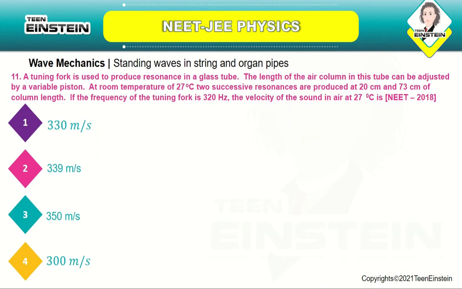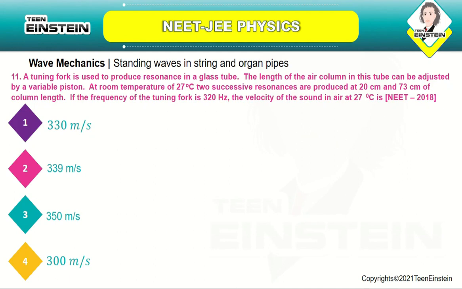A tuning fork is used to produce resonance in a glass tube. The length of the air column in this tube can be adjusted by a variable piston. At room temperature of 27 degrees Celsius, two successive resonances are produced at 20 cm and 73 cm of column length. If the frequency of the tuning fork is 320 Hz, the velocity of the sound in air at 27 degree Celsius is?